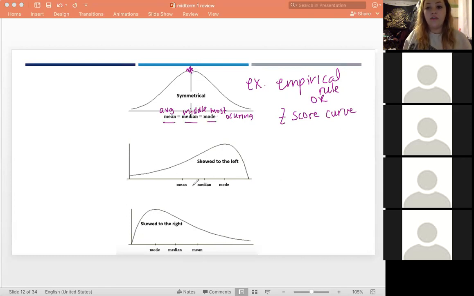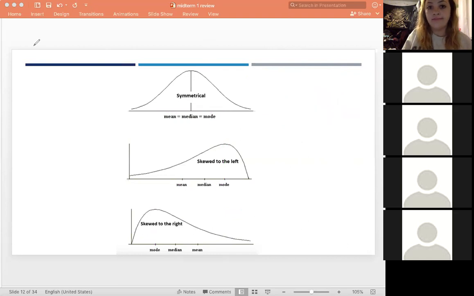Then skewed to the left, our mean is less than our median, which is less than our mode. Mode is going to be the highest thing when it's skewed to the left, the most commonly occurring one, the highest point on the graph. And you have more spread here on the left. And then skewed to the right, our mode is going to be the lowest, mode is less than our median, which is less than our mean. That makes sense. The mean is going to be the highest because it's where the most spread is, which is on the right here, which is why it is skewed to the right. So those are some beautiful graphs. I like them.